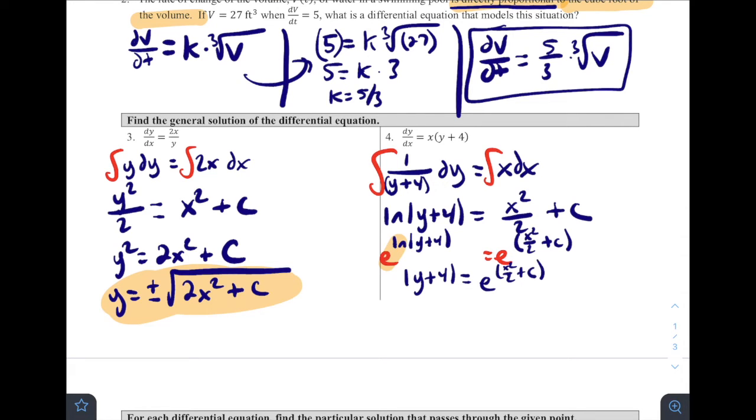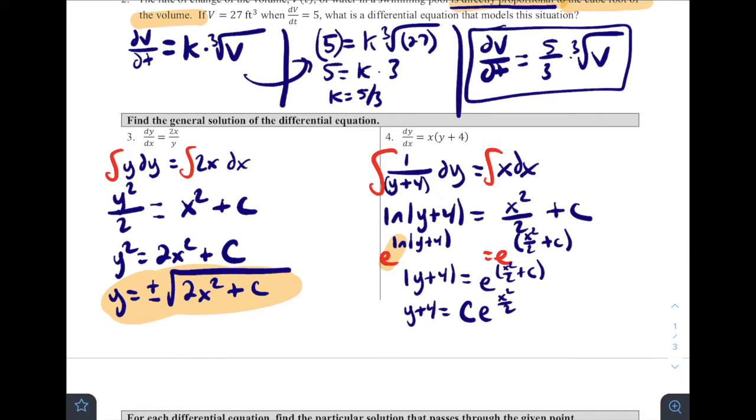To get rid of that absolute value sign, we're going to add a plus or minus to the right side, and then we're going to bring our c down as a coefficient in this term. So that's going to be y plus 4 is equal to c times e to the x squared over 2. The c is taking into account it could be positive or negative for that absolute value, so I'm not writing that plus or minus. I'm just leaving it as a c since the sign of it is not defined.